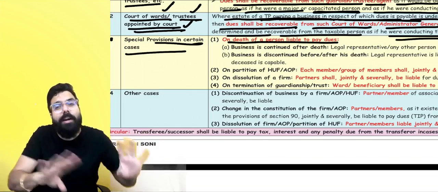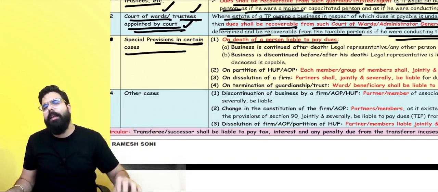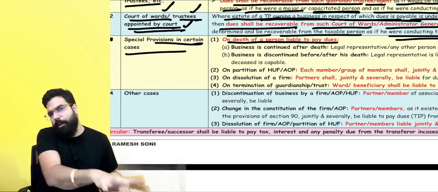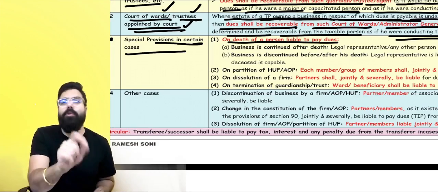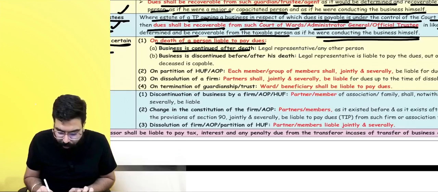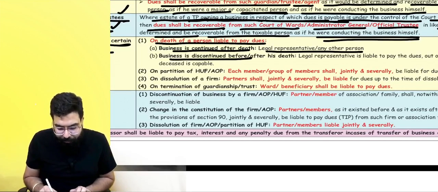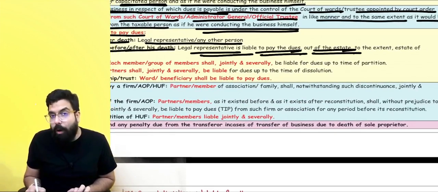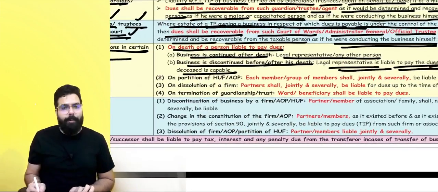Sir, if the business is discontinued, and the son says that he doesn't want to carry on the business of the father, then in that scenario, whatever tax, interest, and penalty dues there are shall be paid by the legal representative up to such amount which can be recovered from the estate of the deceased. If the business is continued, the legal representative or other person shall be liable. Whether the business is discontinued before or after his death, the legal representative is liable to pay the dues out of the estate, to the extent the estate of the deceased is capable.